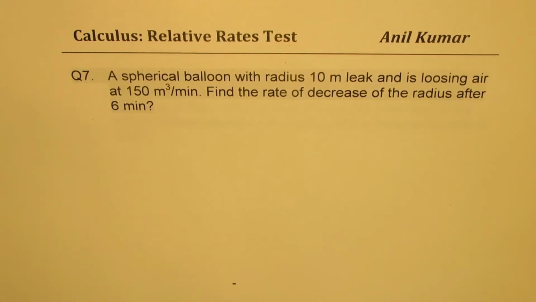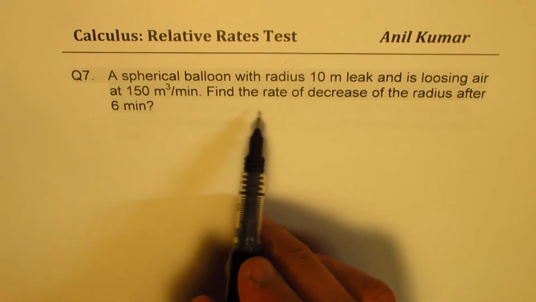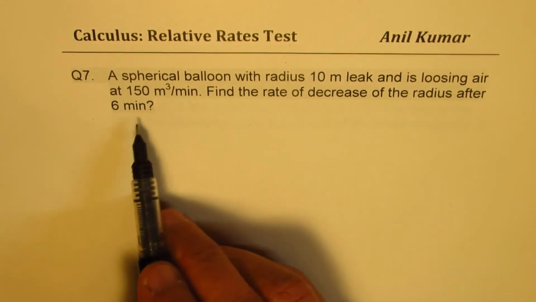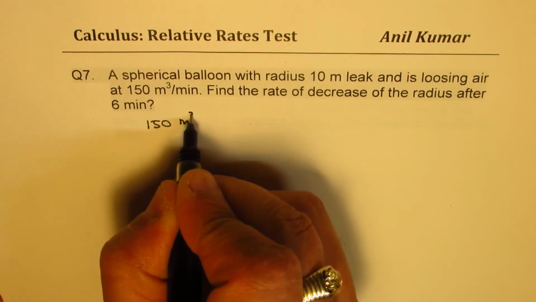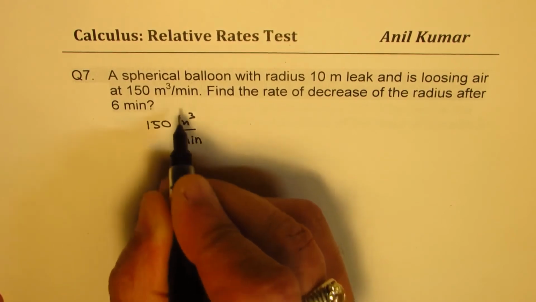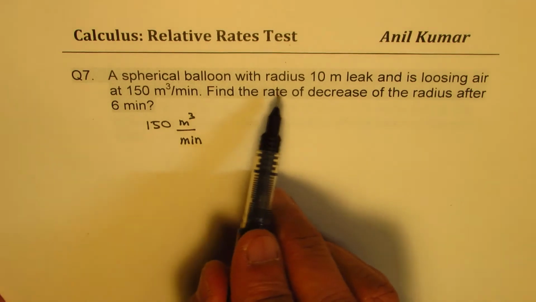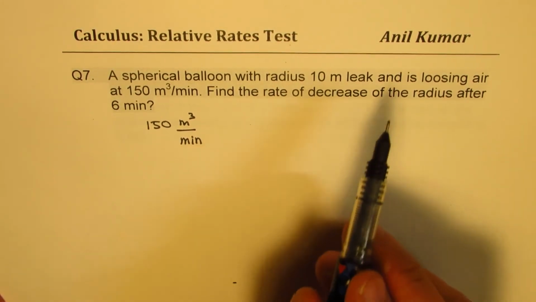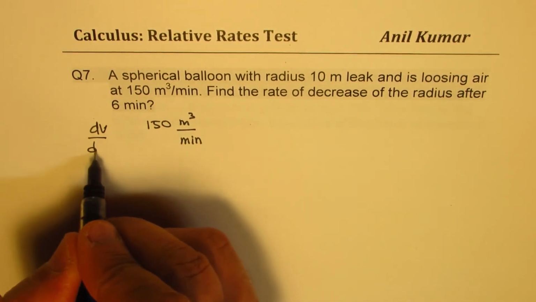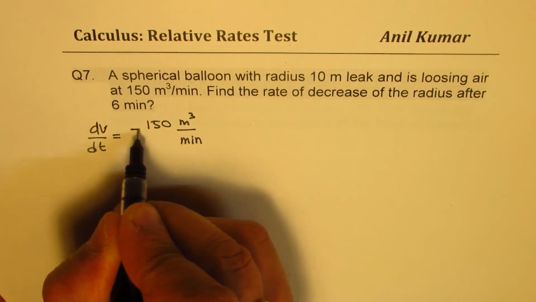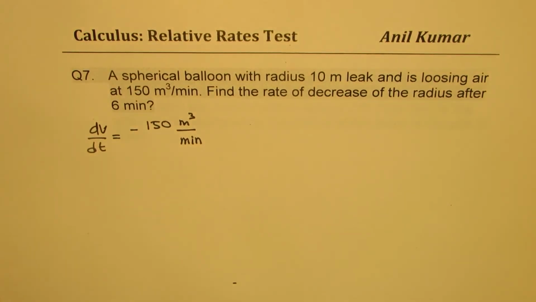Question number 7. A spherical balloon with radius 10 meters leaks and is losing air at 150 meter cube per minute. Find the rate of decrease of the radius after 6 minutes. What we are given here is 150 meter cube per minute. That is the change in volume, right? The balloon is losing air, so that is dV/dt. Time is in minutes, and since it is losing, we'll write minus 150 meter cube per minute.